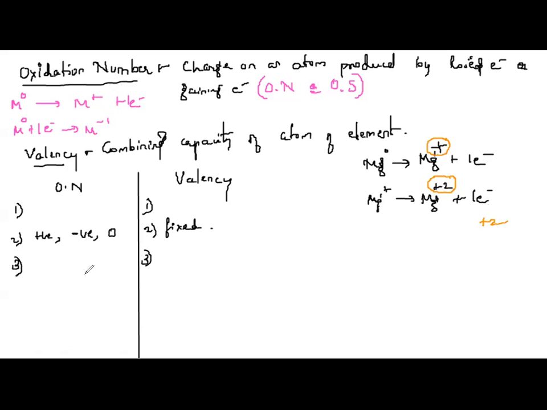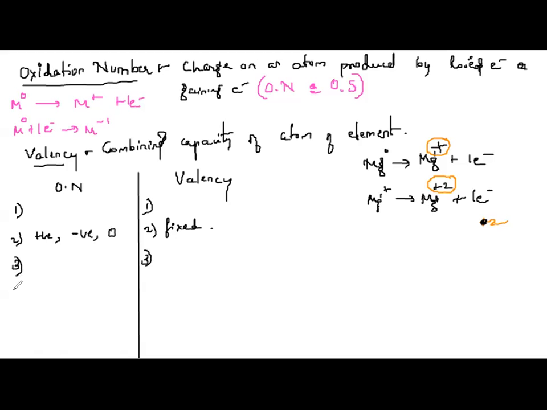Now, oxidation number of an element. No plus sign or minus sign we write for valency. When we speak about valency, we say 2 for magnesium, 1 for sodium, 1 for fluorine. We don't write a symbol here. So oxidation number might change. It will have different values depending upon the nature of the compound which is present. Whereas valency of the element is usually fixed.